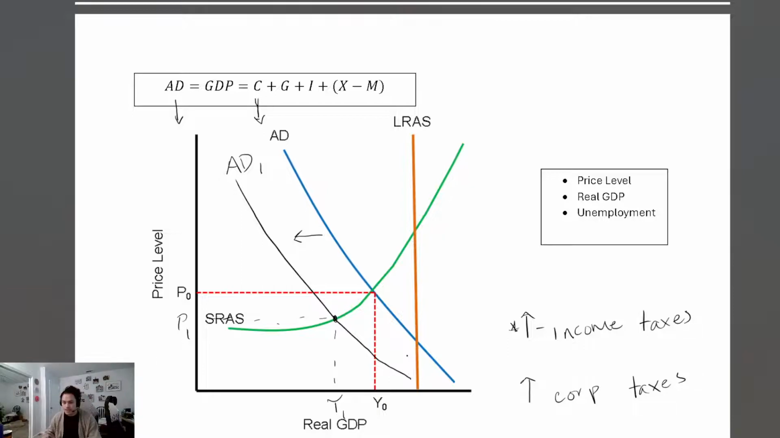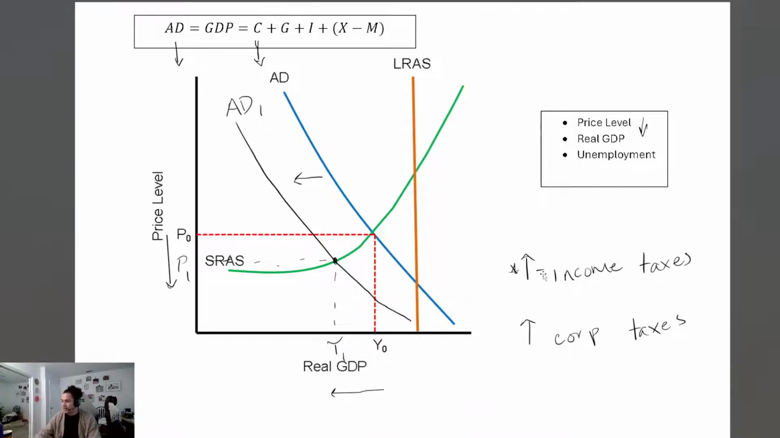And so we've increased income taxes. As a result, we've seen a decline in consumption, and we've reduced the price level from P0 to P1. We've also reduced the output level from Y0 to Y1.